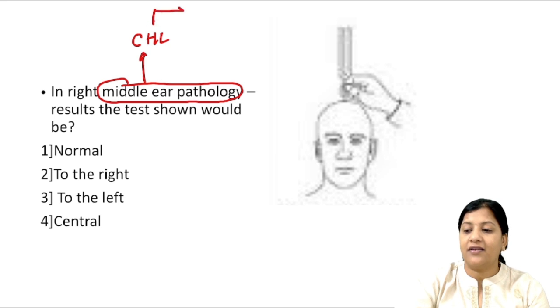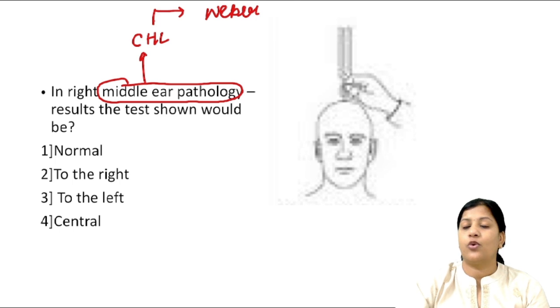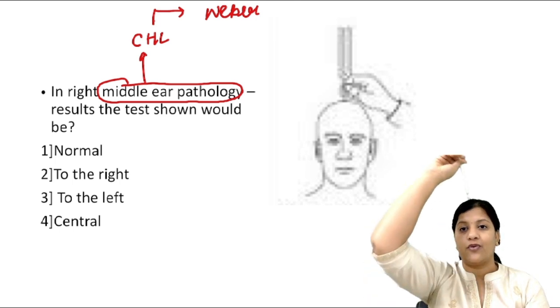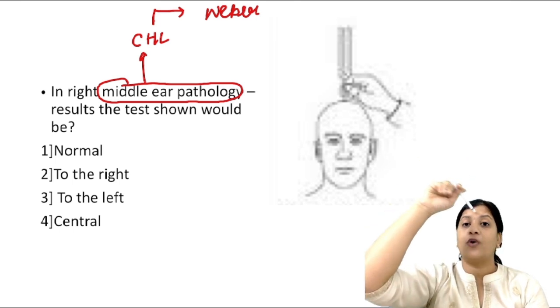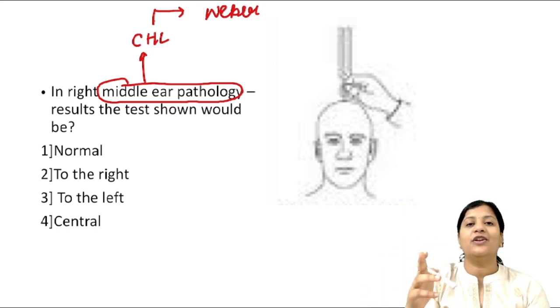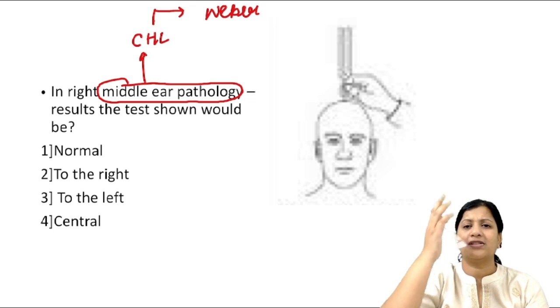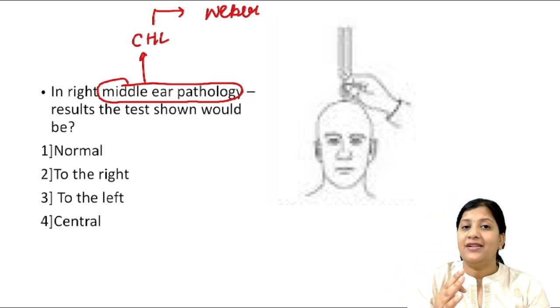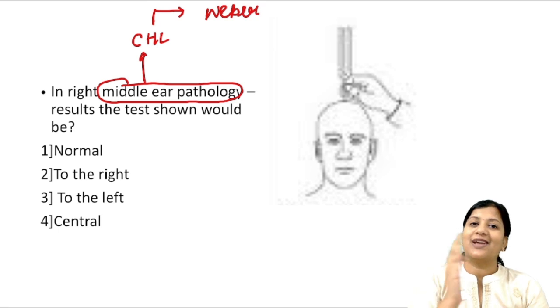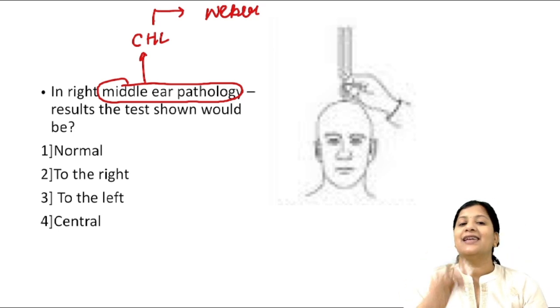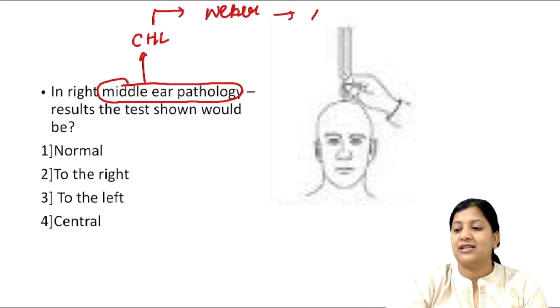And in conductive hearing loss, what will happen to Weber's test? This test that is being shown to you is a Weber's test because the tuning fork is kept on the vertex or in the midline on the bone. So when we keep a tuning fork in the midline on the vertex or on the forehead or on the nasion, somewhere in the midline, we will see that in conductive hearing loss, the sound will go towards the diseased side. In sensory neural hearing loss, it will go towards the opposite side. So the Weber's test, the sound will get lateralized towards the same side or diseased side.